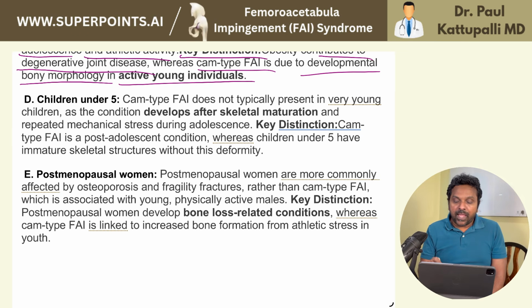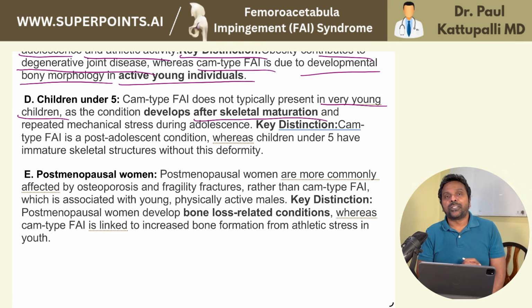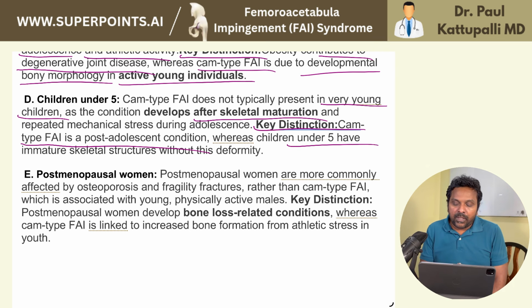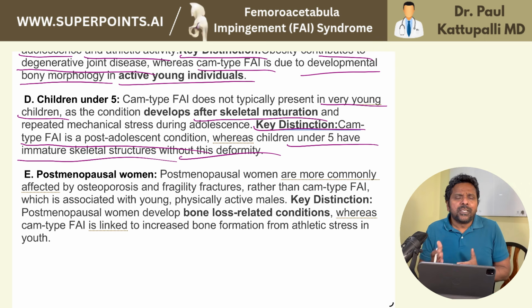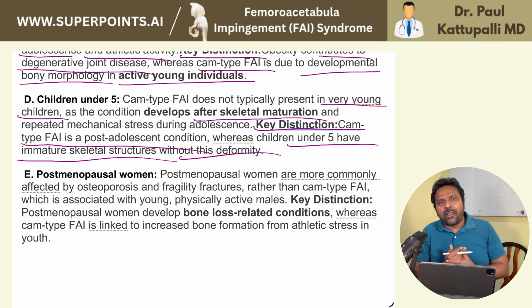CAM type FAI does not typically present in very young children as the condition develops after skeletal maturation. So, because this happens after skeletal maturation, you don't see this in children. And what is the key distinction? CAM type FAI is a post adolescent condition, whereas children under 5 have immature skeletal structures without this deformity. You see, folks, even going through these incorrect answers, we are learning a lot.